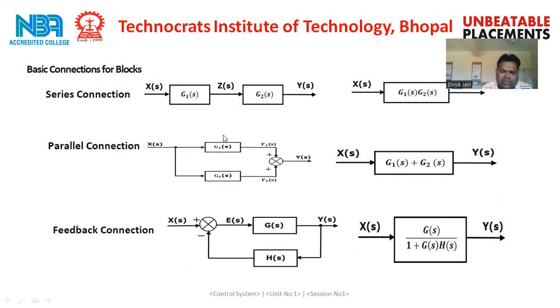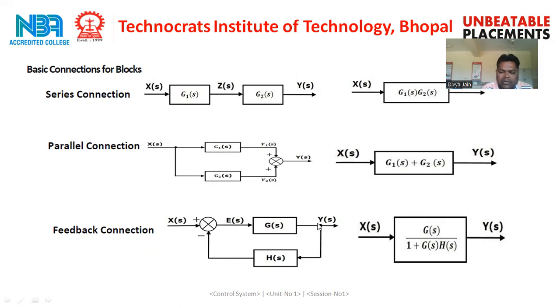In the parallel connection, two blocks are in parallel form. So these blocks will be added up, but it depends on the sign. For G1, the sign is positive. For G2, the sign is positive. So at the summing point, it will be added up. If G1 is positive and G2 is negative, then the result will be G1(s) minus G2(s). Now, the third point is the feedback connection.